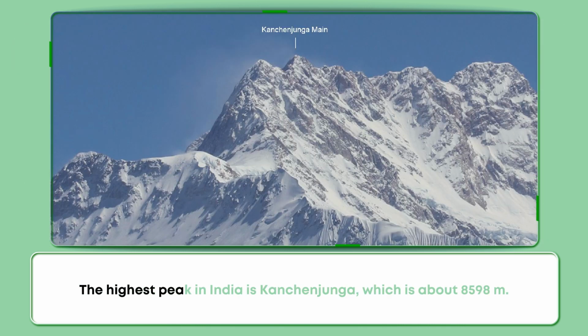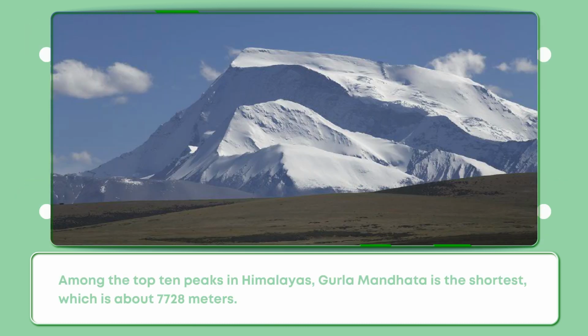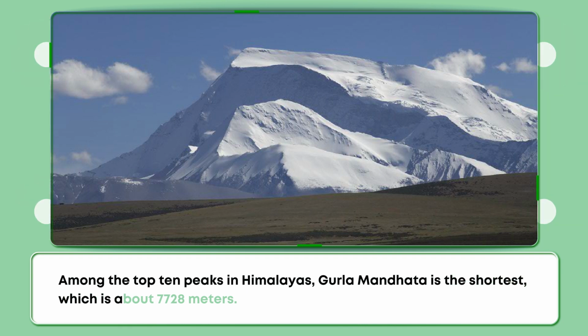The highest peak in India is Kanchenjunga, which is about 8,598 meters. Among the top 10 peaks in the Himalayas, Gurla Mandhata is the shortest, which is about 7,728 meters.